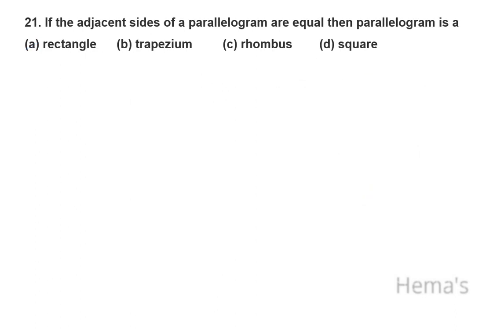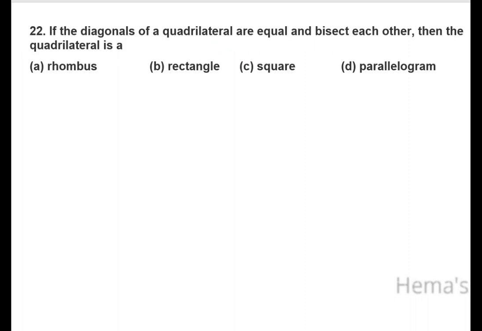Question 21. If the adjacent sides of a parallelogram are equal, then the parallelogram is a rhombus. As in case of rhombus, all the sides are equal, and since rhombus is a parallelogram, the correct answer is C. Question 22. If the diagonals of a quadrilateral are equal and bisect each other, then the quadrilateral is rectangle. In case of square, the diagonals are equal and perpendicular bisectors. So the correct answer is B, rectangle.